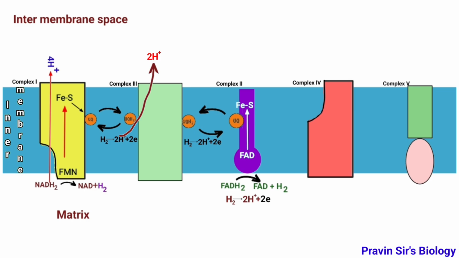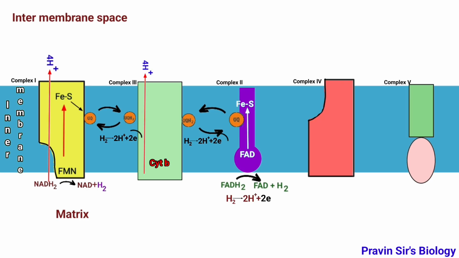2 protons from here and 2 protons from here are pumped into the intermembrane space through complex 3. The total of 4 protons are pumped through complex 3 into the intermembrane space. Now here out of 2 electrons, 1 electron goes to cytochrome B, and from here also 1 electron goes to cytochrome B, and 1 electron remains in the quinol cycle here and here. Since cytochrome B receives 1 electron from here and 1 electron from here, 2 electrons from cytochrome B go to iron sulfur protein, and from iron sulfur protein 2 electrons go to cytochrome C1.